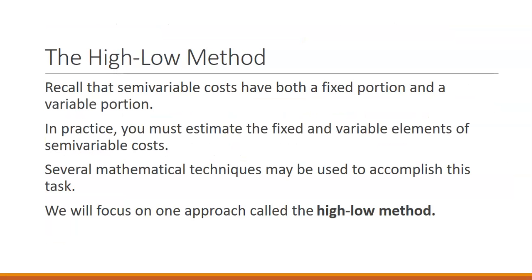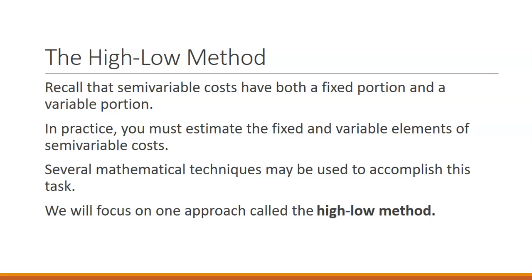Now we're going to look at semi-variable costs and how we can calculate what is the fixed portion and what is the variable portion of those semi-variable or mixed costs. There are multiple techniques that are used to accomplish this task. First, we're going to look at the high-low method.